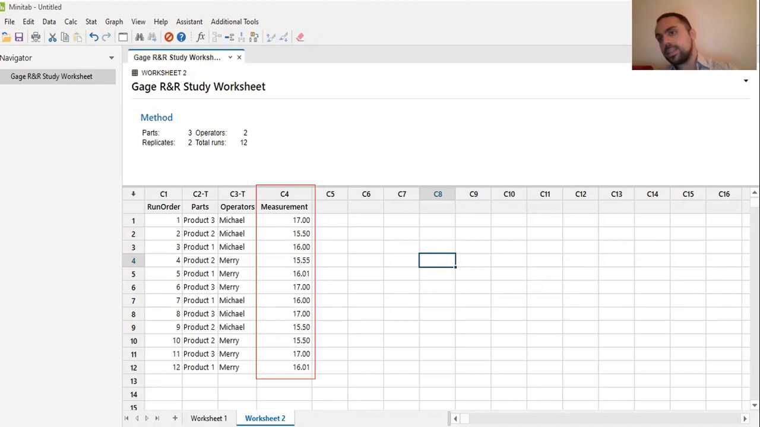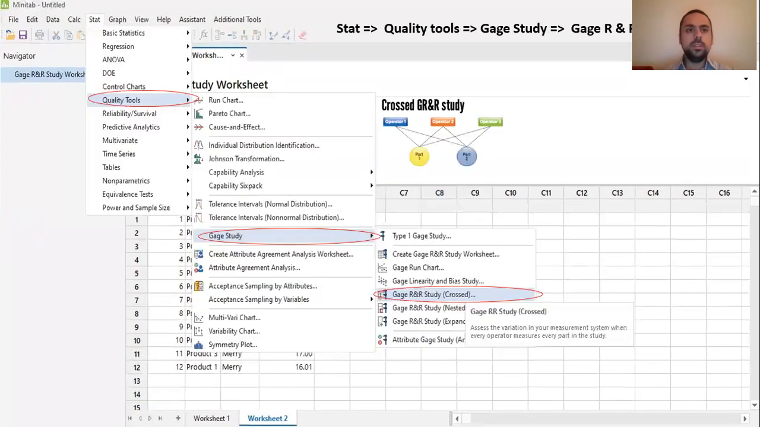Now we need to analyze the information and see what the result is. To analyze the information, we should click Stat, Quality Tools, Gage Study, Gage R&R Study Crossed. As you can see, Gage R&R study has different types. But the crossed type means that each operator should measure all of the parts.